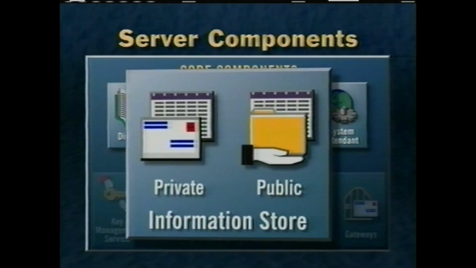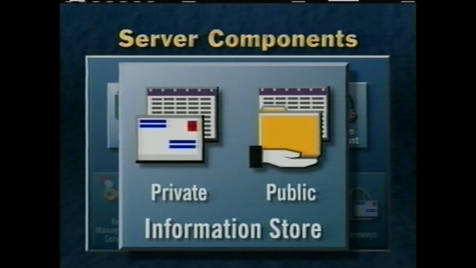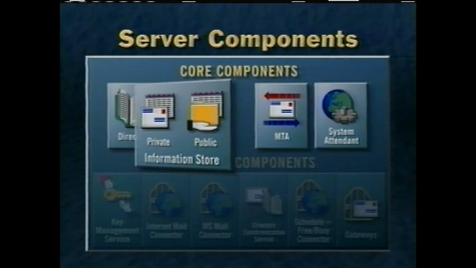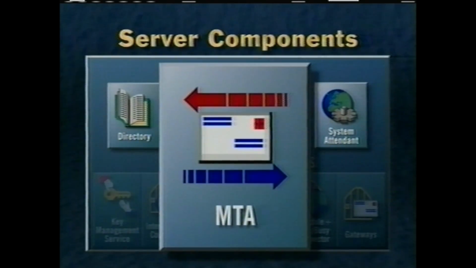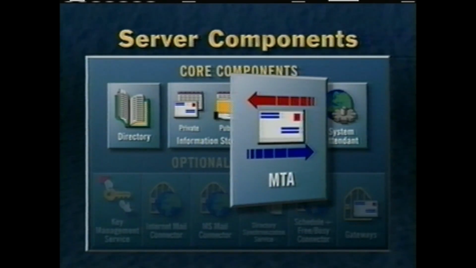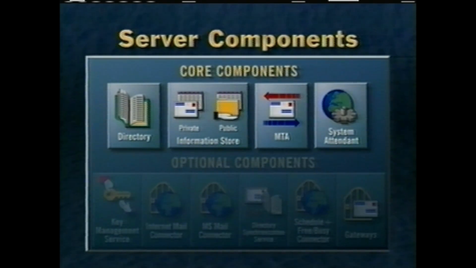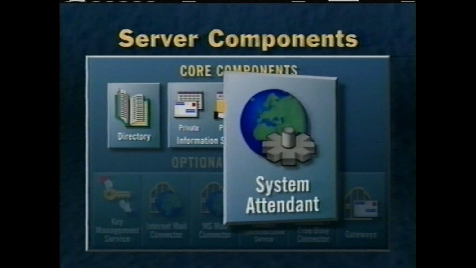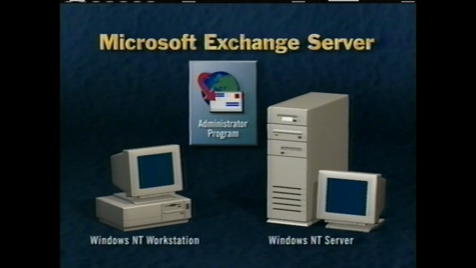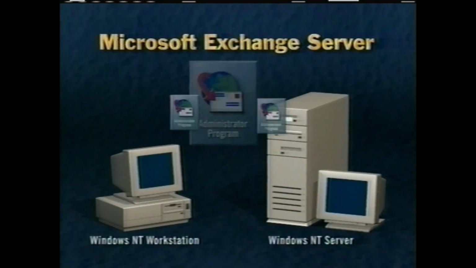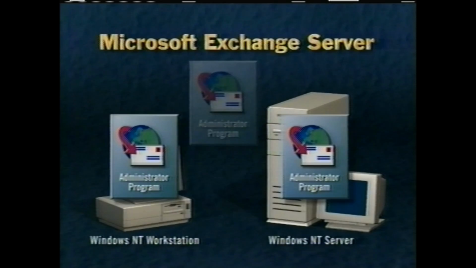The Information Store provides storage for all types of messaging information and maintains server-based user mail and folders to hold shared information. The main function of the Message Transfer Agent, or MTA, is to move messages throughout the system. Lastly, the System Attendant handles general system maintenance functions. Microsoft Exchange Server includes the Administrator program to enable you to configure and maintain your system. The Administrator program runs on either a Windows NT server or a workstation computer.